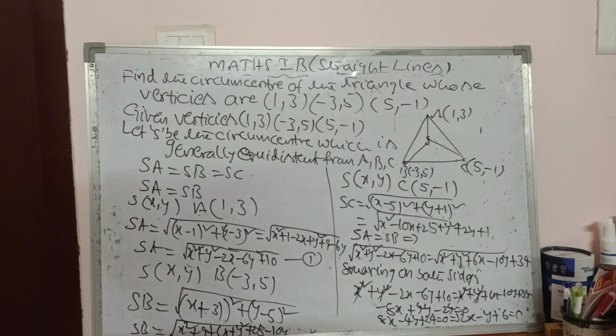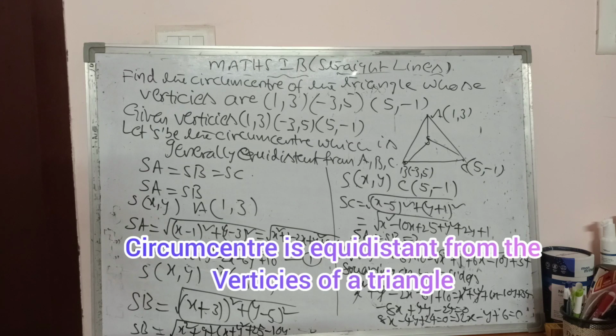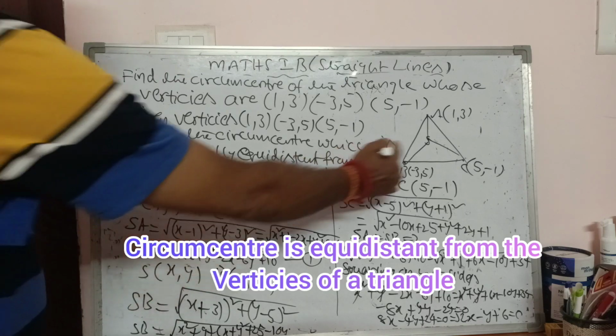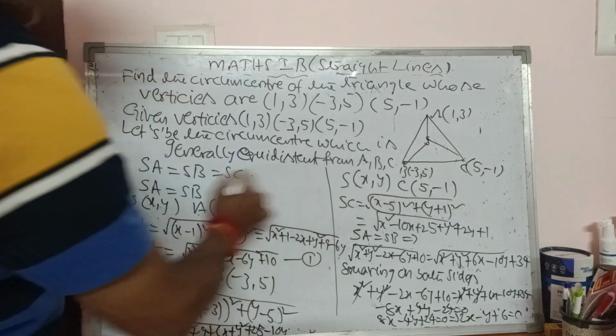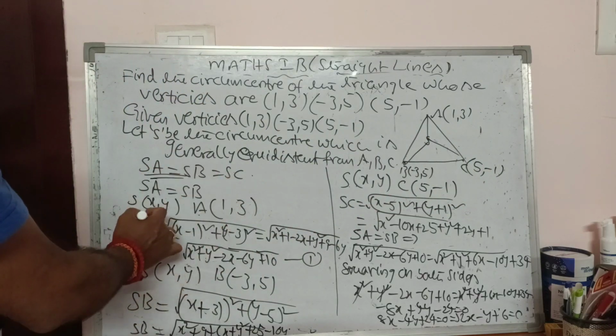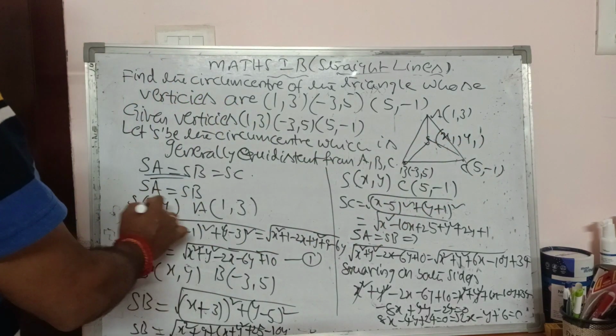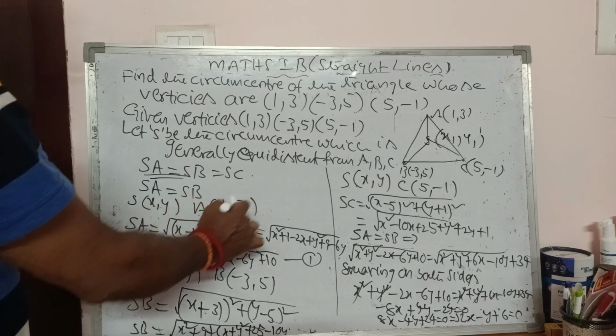Find the circumcenter of the triangle whose vertices are (1, 3), (-3, 5) and (5, -1). Here A, B, C are the vertices of a triangle. Let S be the circumcenter. So S is equidistant from the three vertices of triangle ABC. Therefore SA equals SB equals SC. We are making first SA equal to SB. Let the circumcenter be S (x, y), and A is (1, 3).